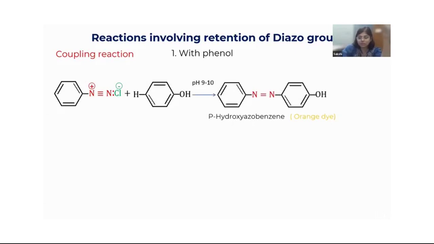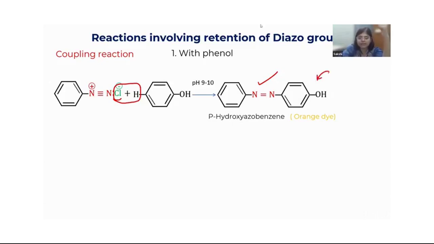So these are the formation of dyes. Suppose I have diazonium salt and I have phenol. This is phenol, right? So HCl is removed here, right? HCl is removed, right? And nitrogen triple bond gets converted to a double bond. This is called para-hydroxyazobenzene, right? So this reaction is the formation of dyes. So this produces an orange color dye.